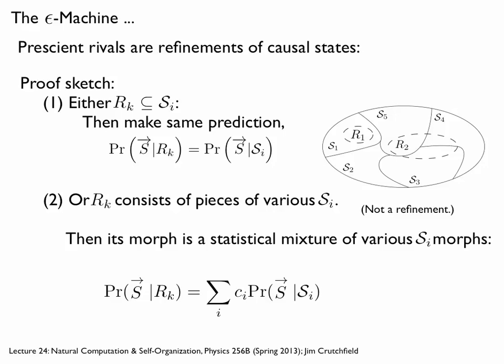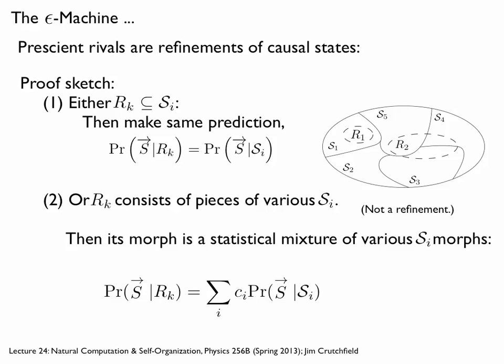So the result we want to establish now is that these equally predictive rivals, the way they partition up the space of histories, those subsets or classes are refinements of the causal state partition of pasts. Okay. So we have two cases. Let me describe it graphically. So here's the space of pasts. And then I put in here with the solid lines the partition induced by these 5 causal states. And then there are two cases for the rivals.